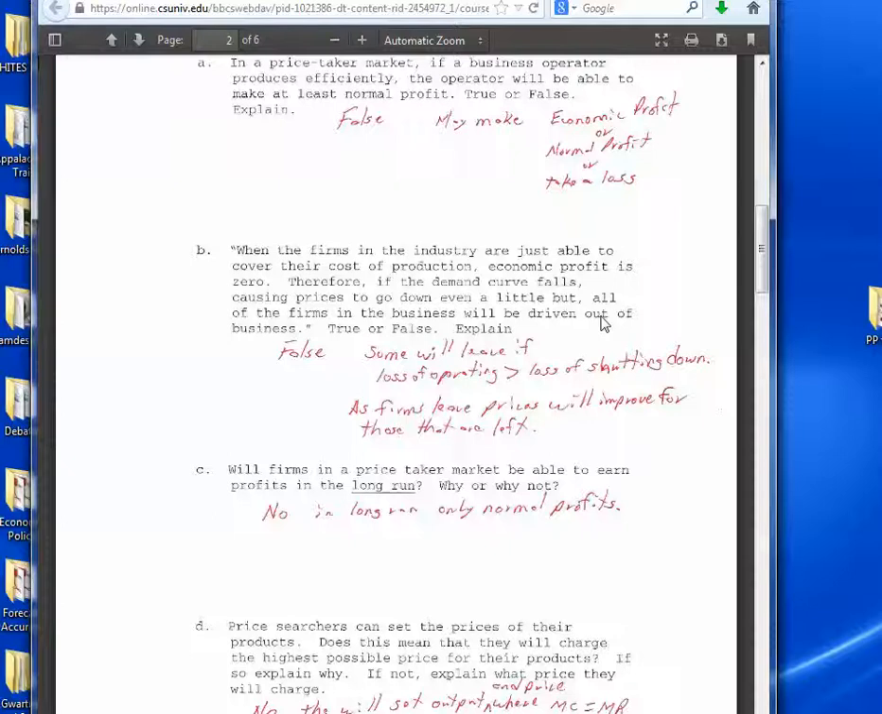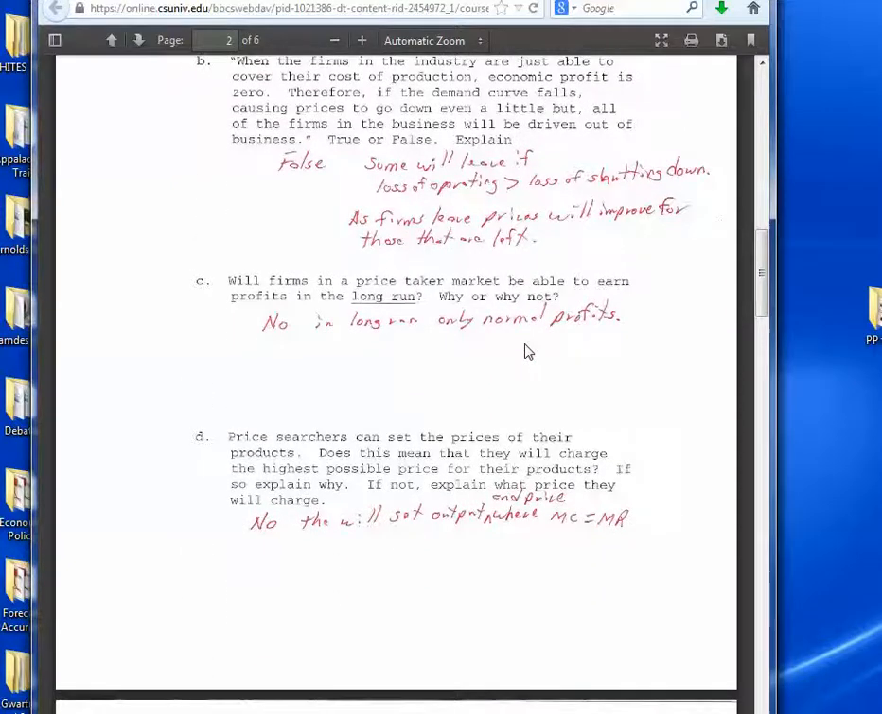Will firms in a price taker market be able to earn profit in the long run? Why or why not? Okay, so this word profit might mean economic profit or normal profit. So in the long run, firms make only normal profit. They make zero economic profit. So as long as you told me that in the long run they make only normal profit, it didn't really matter if you said yes or no there.